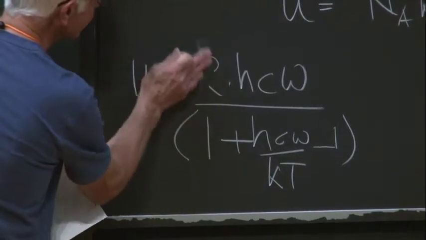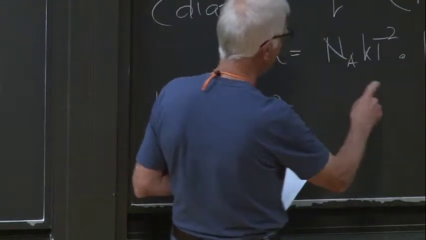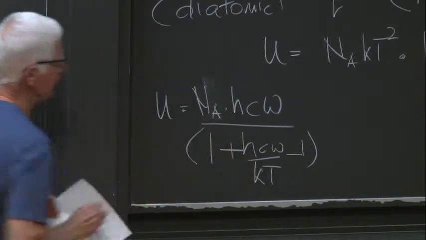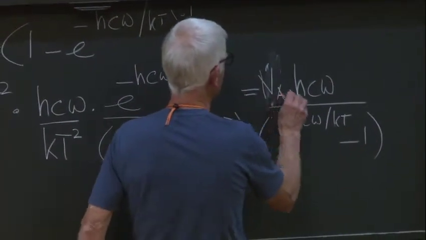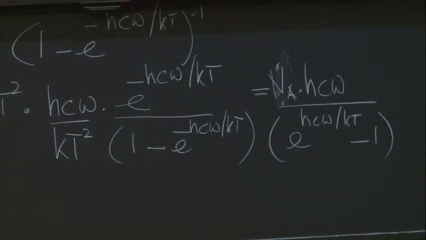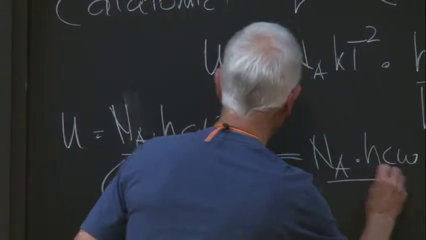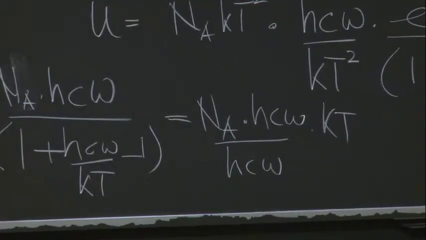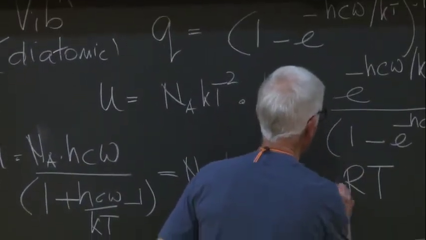Yeah, I've made a mistake here. What I did was I should have cancelled these two terms out, but I absorbed the k into the N_A and got R. So that should really be N_A times hcω, and that again there should be N_A times hcω. Okay? So looking at that then, the ones go out and we get simply N Avogadro times hcω over hcω times kT. And so these are going to cancel out, and we'll simply get R times T.